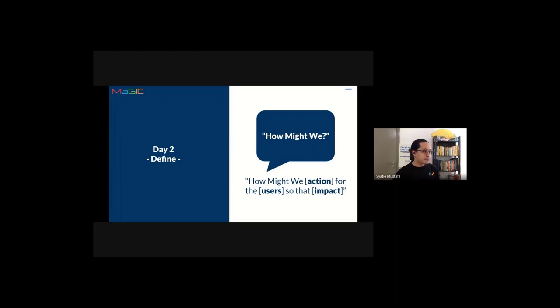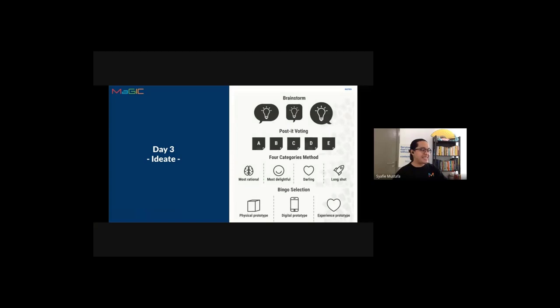Then we go into ideation. Ideation, there are several ways of doing it. There's brainstorming, if you're doing it with a group, there's also post-it voting. And then there are also ways of sorting when you come up with all these various ideas, once you start answering your own how might we's. You come up with, okay, this idea is the most rational one, or this idea is the most delightful one, that makes me drawn to it. And this is the best one, the darling of it all.